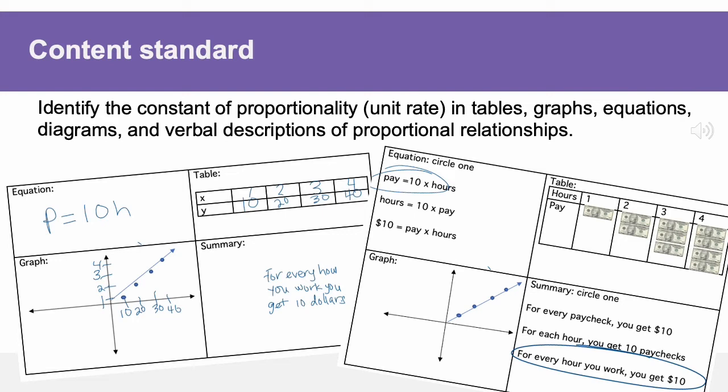When you look between the two, you will see that they are demonstrating understanding of the same standard. They are developing an equation showing how much you'll earn if you work so many hours at $10 an hour, making a table, a graph, and writing a summary of that proportional relationship on the bottom right corner.